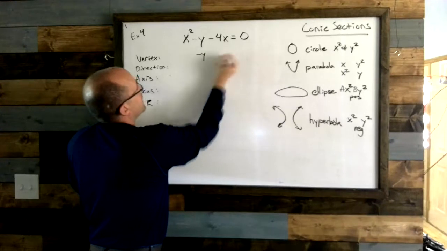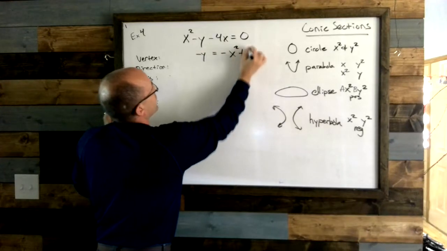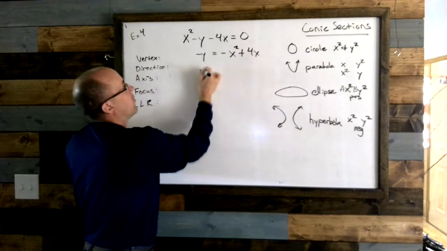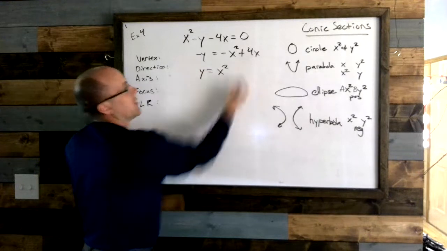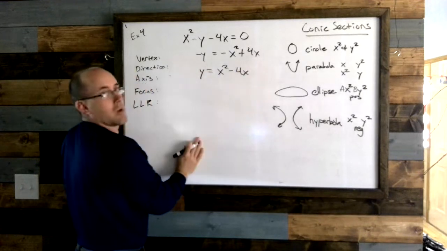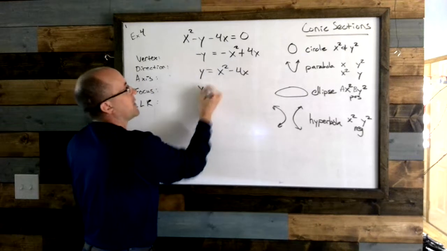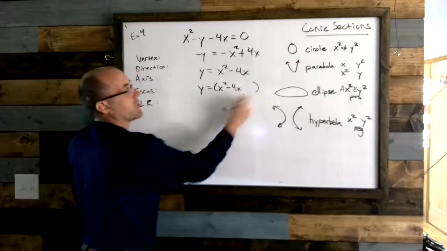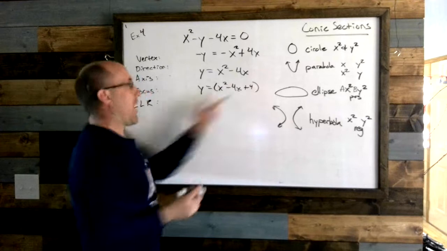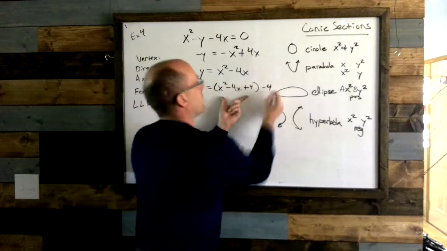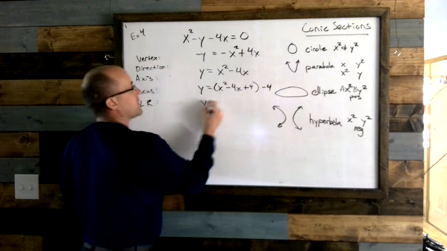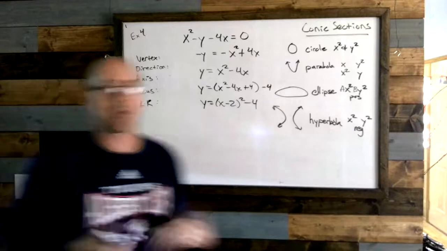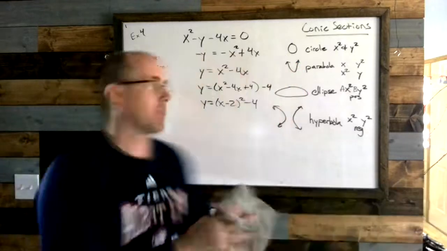So I have negative y is equal to negative x squared plus 4x. Now what you can do is go ahead and multiply through by negative 1. Y is equal to x squared minus 4x. We need to complete the square. So what we are going to do is add a 4 there. Now remember, adding 4 to one side is the same as subtracting 4 from that same side. So we have y is equal to x minus 2 quantity squared minus 4. And that's the completed square of my parabola.